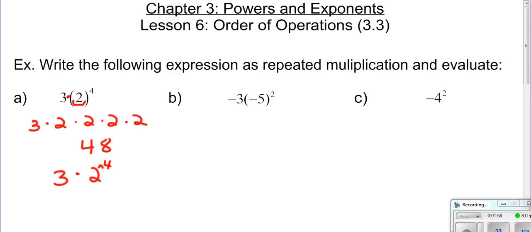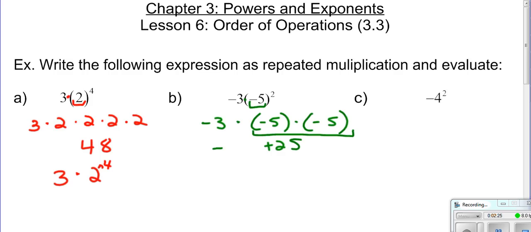When we look at B, we have -3, and again, it's right beside our bracket. That tells us that it is being multiplied to the -5. Our base is the -5, so that is the part that will be squared 2 times. So we have -3 times -5 times -5. A negative base multiplied an even number of times is going to give us a positive 25. So we have -3 times positive 25, or -75.